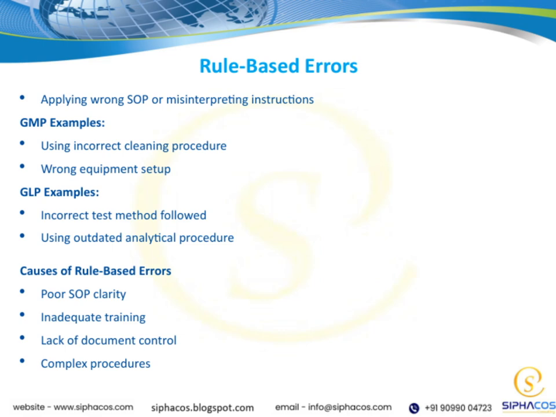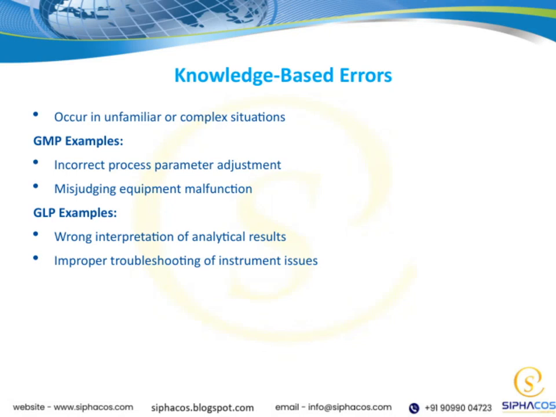So, what causes these rule-based errors? Often, it's poor SOP clarity, meaning procedures aren't clear enough to follow easily. Inadequate training can leave staff uncertain or misinformed. Lack of proper document control can also lead to outdated or incorrect procedures being used. And of course, complex procedures can increase the likelihood of mistakes, especially if they're not well understood. Understanding these causes helps us identify where improvements can be made to prevent such errors and ensure compliance and quality in our work.